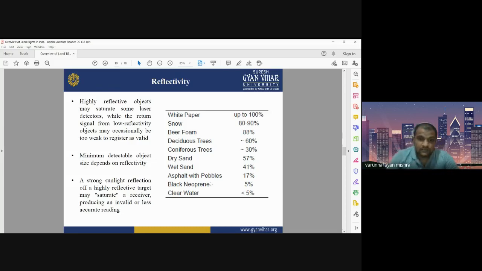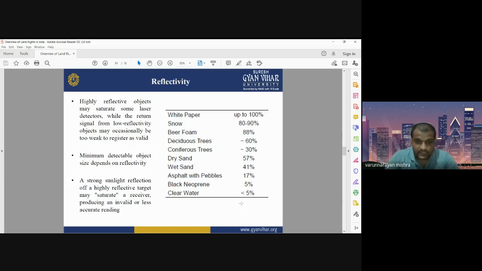Here you see that clear water has reflectivity of less than 5%. As we all know, water absorbs most of the radiation, either visible or infrared, so water will not have high reflectivity. It can be concluded that water has poor reflectivity when we use lidar for laser scanning, when we use lidar surveying of an area. So water bodies cannot be easily detected because their reflectivity is very low.